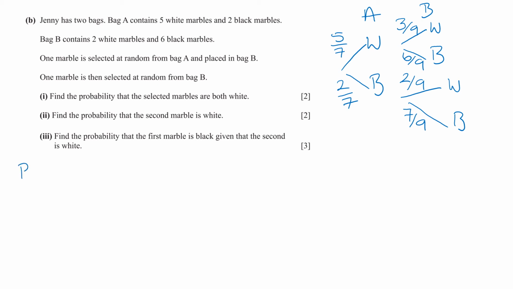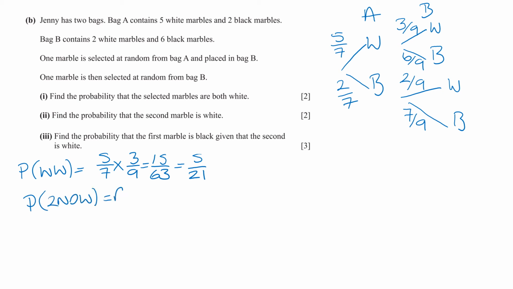Part 1, we want to find the probability that both are white. Well, that would be 5/7 times 3/9. 15 over 63, 5 over 21. Probability that the second is white is the probability of both white, or the probability of black white. So that will be 5 over 21 plus 2/7 times 2/9, 4 over 63, 19 over 63.